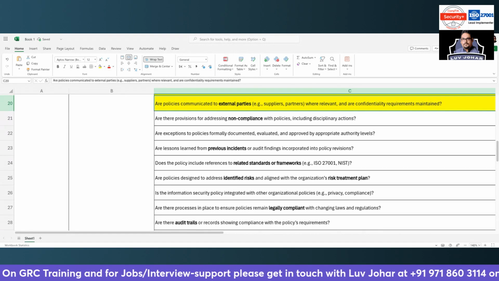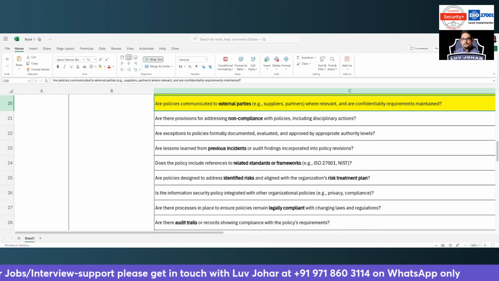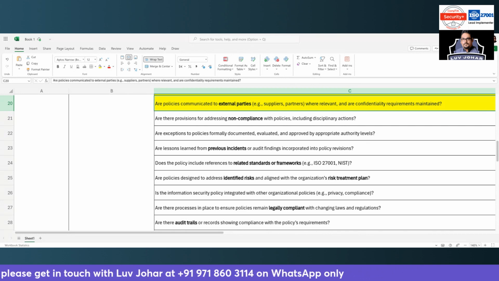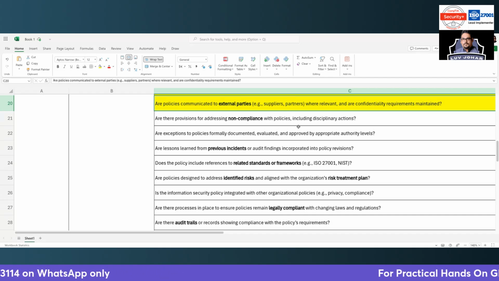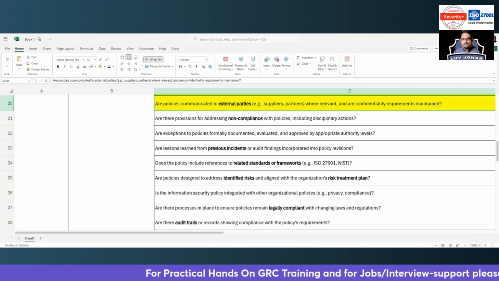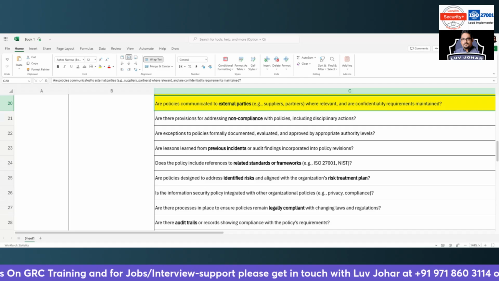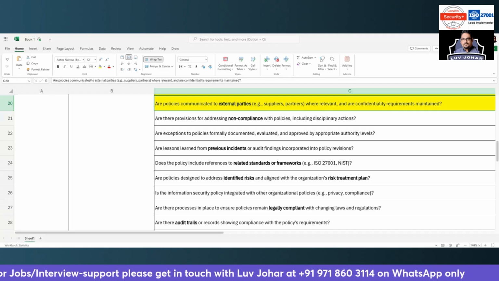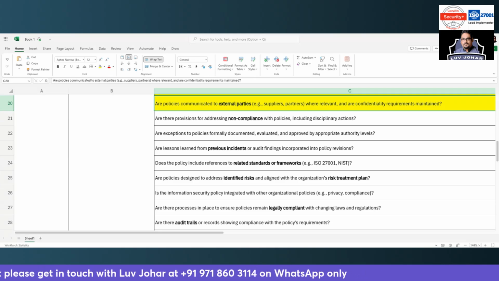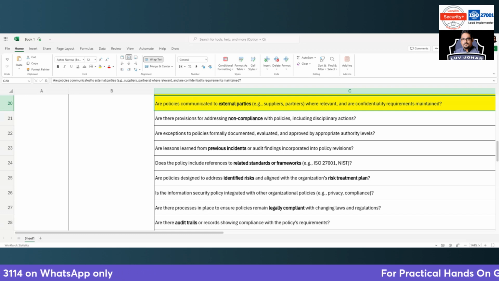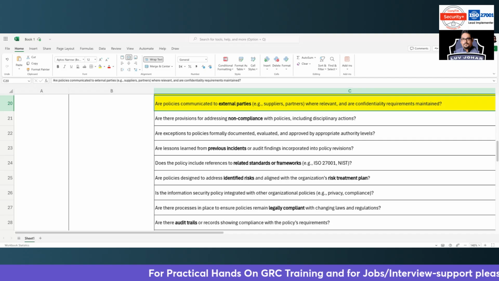After that, are policies communicated to external parties, third party suppliers, supply chain vendors, where relevant, and are confidentiality requirements maintained? For example, if there is an external party on which you have a high reliance, and let's say the external third party is not available for 5 minutes and your entire business goes down, in this case, have you communicated your information security policy? What we mean by that is, we need to communicate our expectations to the external third party vendor. This is how we are operating our business in terms of information security, and since you are our critical vendor, can you also operate on the same terms?